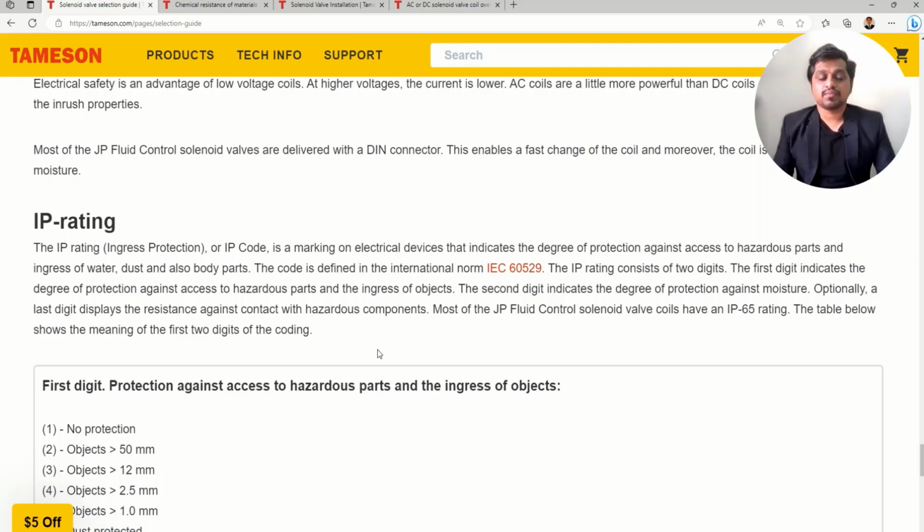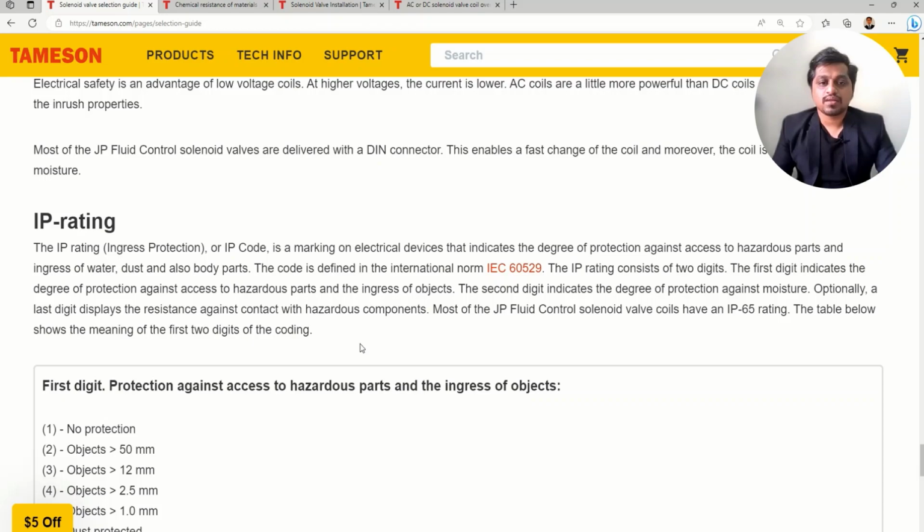And sometimes the customer also asks you that I want an IP rating of, say, IP67. So you must know what IP67 is, and according to that, while selecting the valve, you should check in the manual whether the valve has an IP67 rating or not. So that's why it is very important.